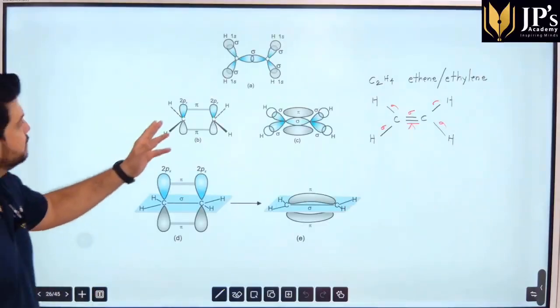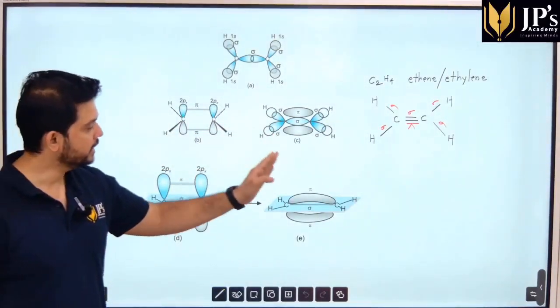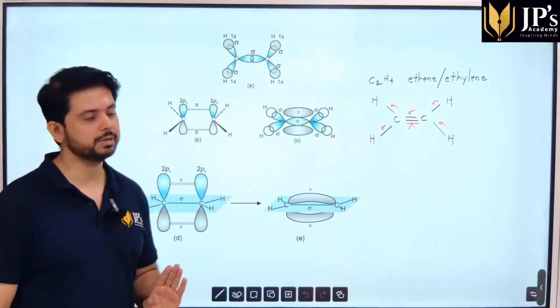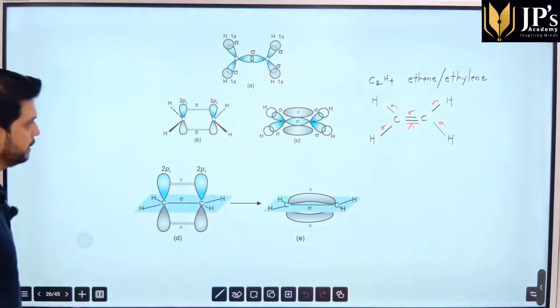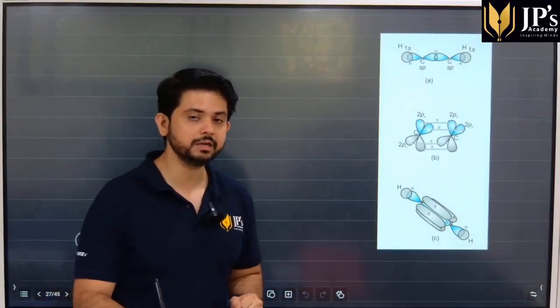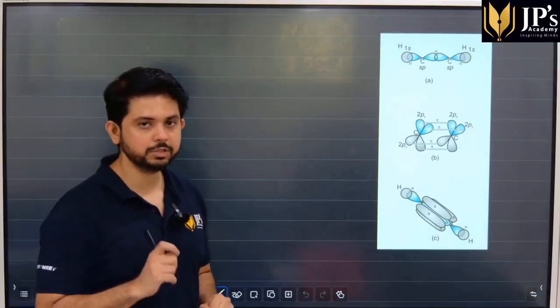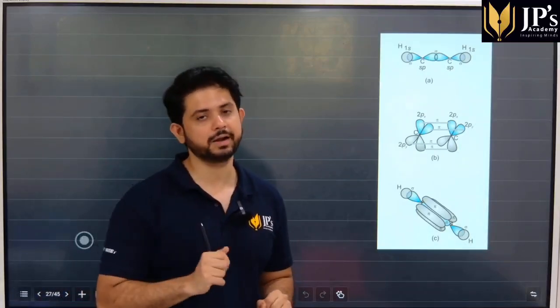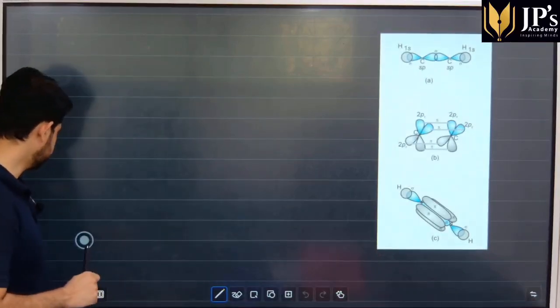Next we have, students, one more example, as I have given, C2H4. Here the hybridization is sp2. Remember that in a double bond one is sigma and the other is pi. Next, students, in ethyne I want you to tell me in a triple bond how many sigma bonds are there and how many pi bonds, and also tell me what is the hybridization of ethyne. Please share your answers in the comments.